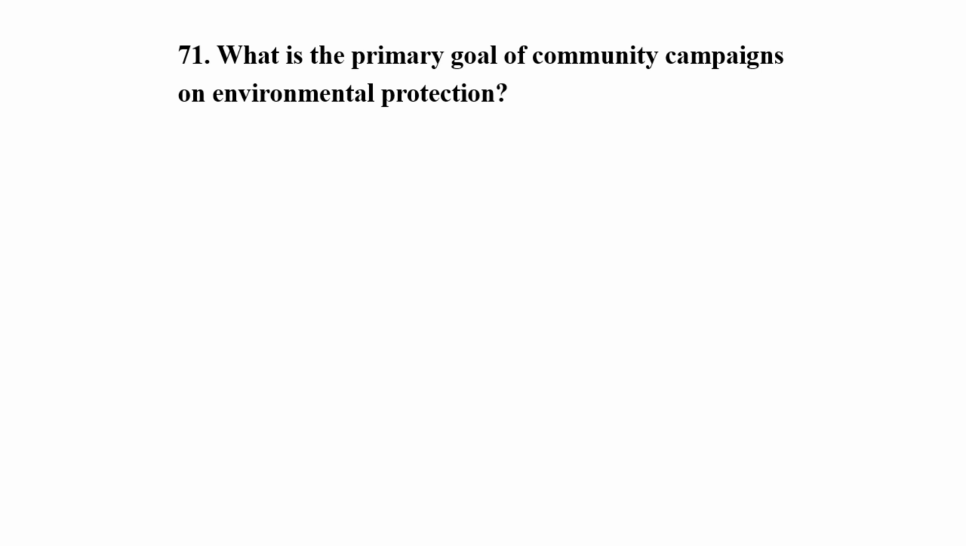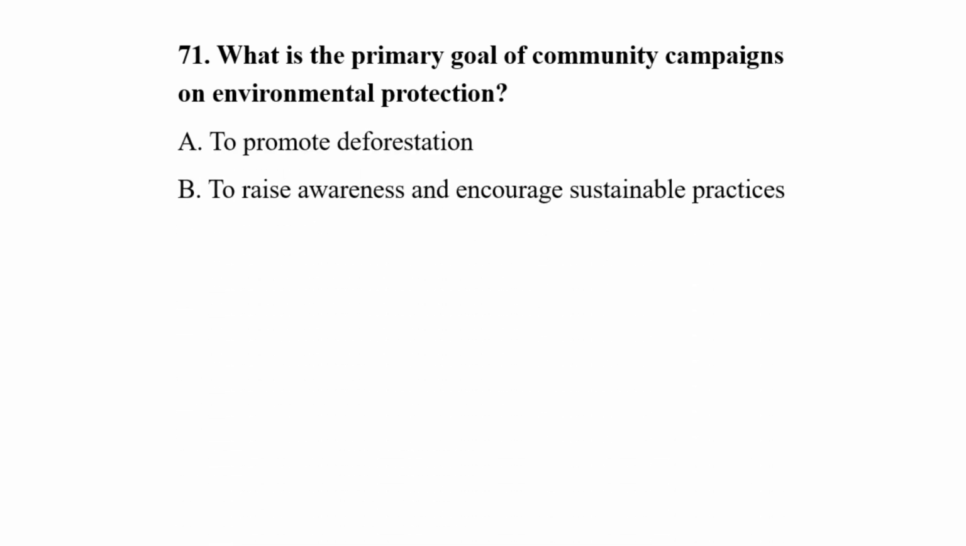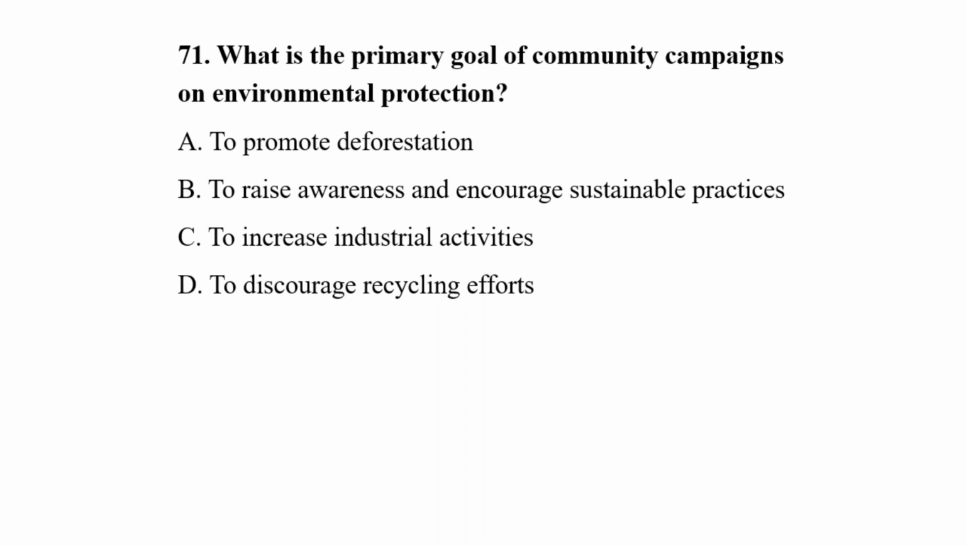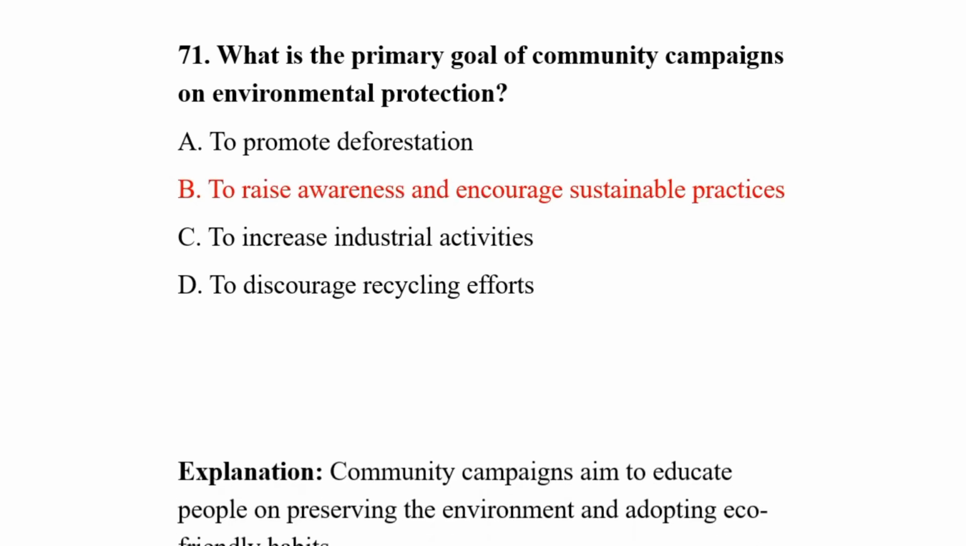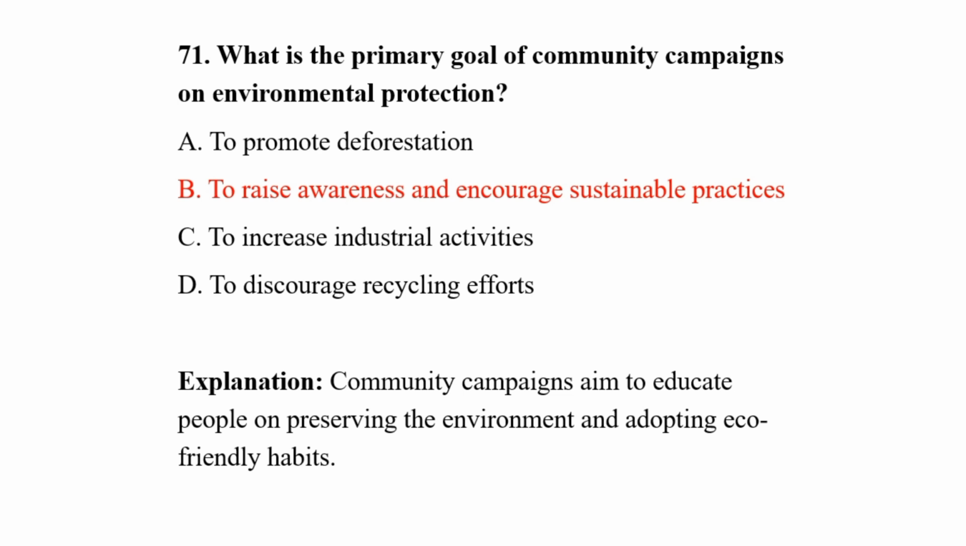Question number 71. What is the primary goal of community campaigns on environmental protection? A, to promote deforestation. B, to raise awareness and encourage sustainable practices. C, to increase industrial activities. D, to discourage recycling efforts. The answer is to raise awareness and encourage sustainable practices. Community campaigns aim to educate people on preserving the environment and adopting eco-friendly habits.